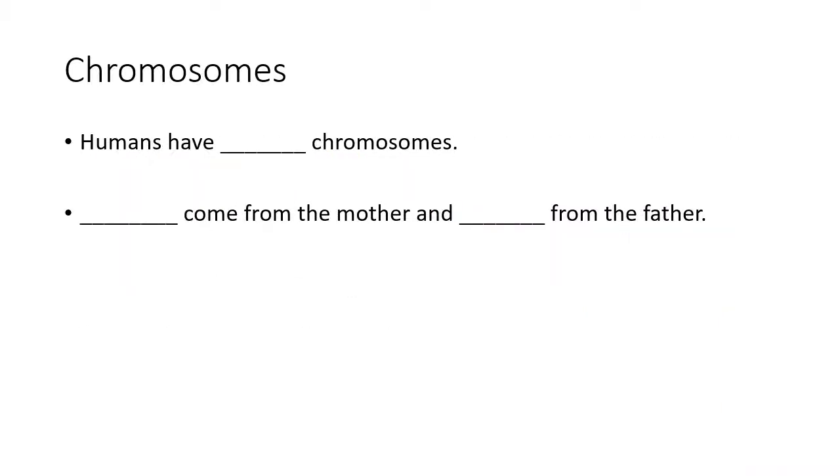Let's talk a little bit more about chromosomes. So humans have 46 chromosomes total. We have 23 pairs. Make sure you know the difference in that. Also, read test questions carefully. Humans have 46 chromosomes total, but we have 23 pairs, which gives us the 46. So you're going to have 23 that come from mom and 23 that come from dad.